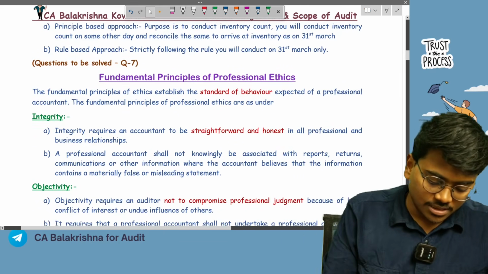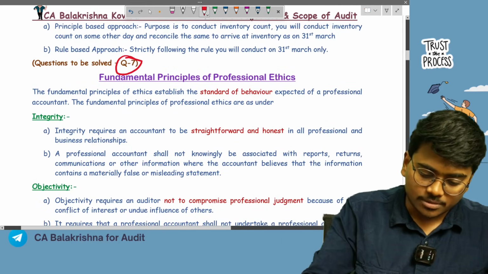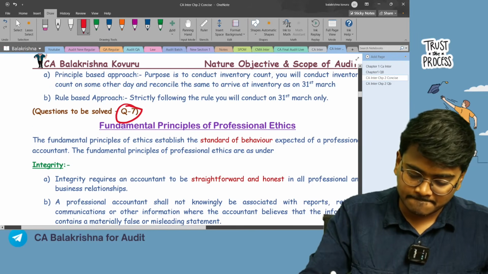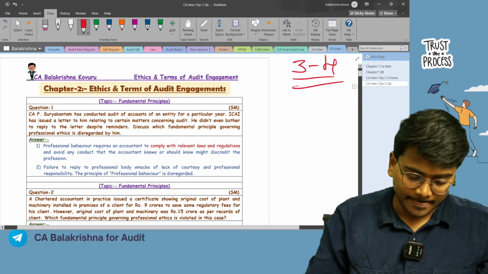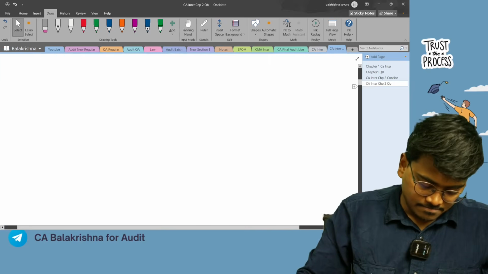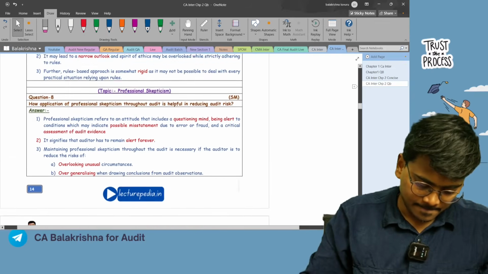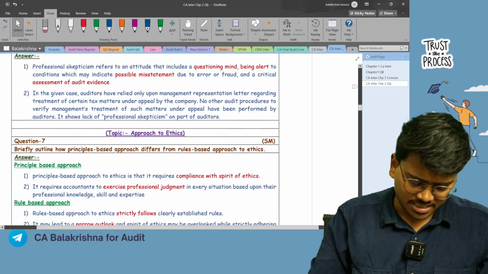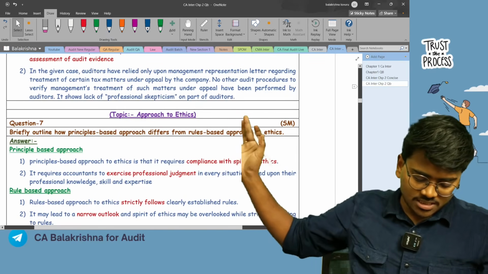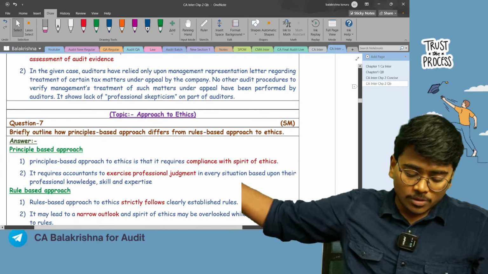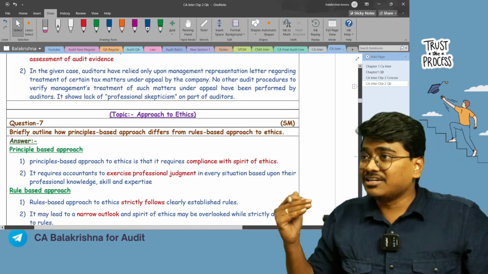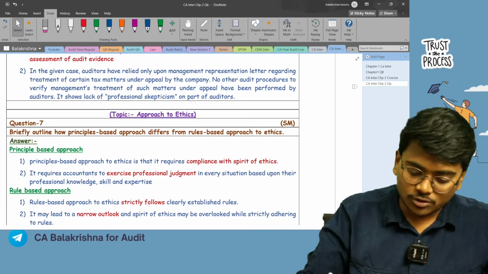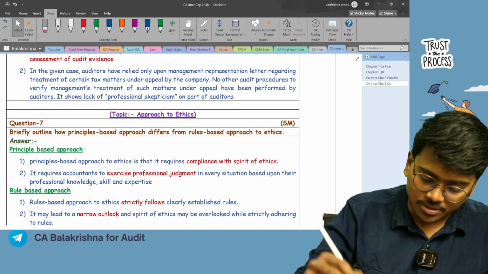So, question number 7. We will solve question number 7. Basically, this is a direct question. I guess you can go through this. They are asking, briefly outline how principle based approach differs from rule based approach. Straight away question, right? You can just write down what is principle based and rule based.